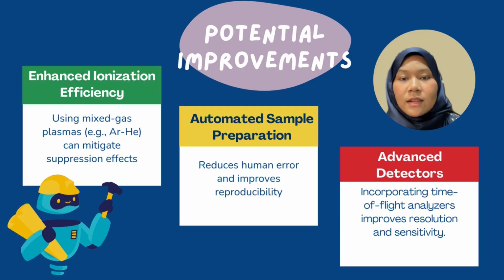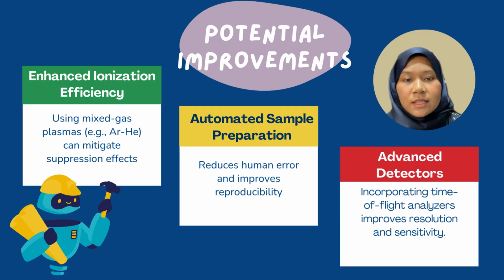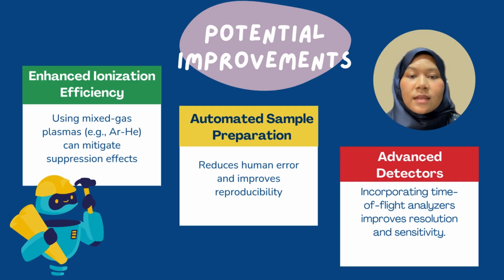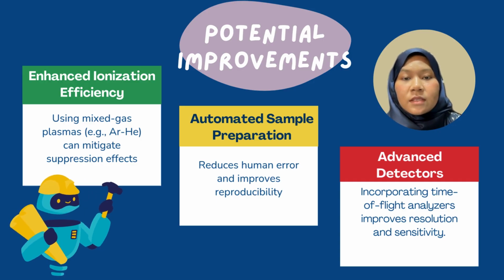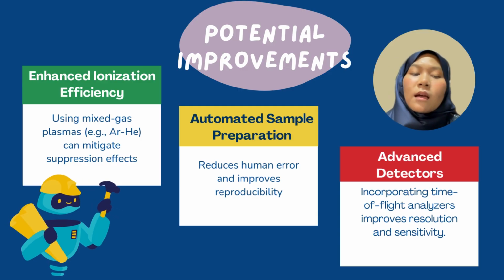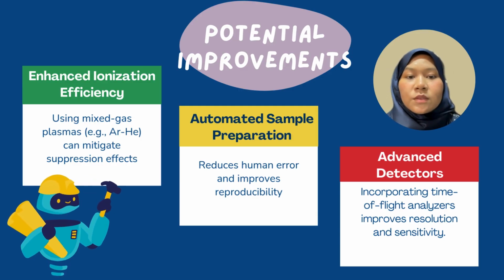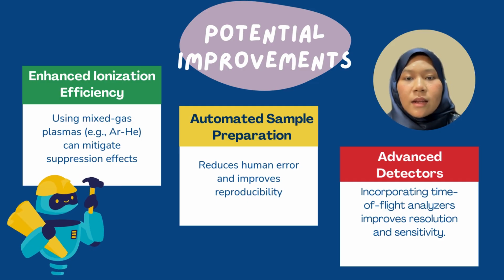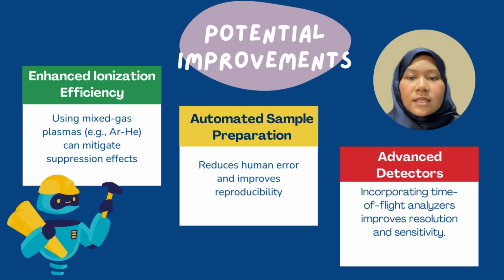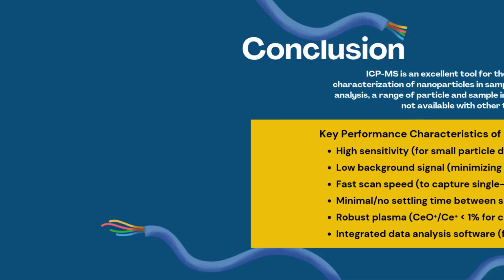Here are some of the latest advancements. First, improved ionization. Using mixed gas plasma such as argon-helium reduces the interference caused by matrix effects. Secondly, automated sample preparation. Automation minimizes errors and ensures consistent results. Lastly, enhanced detectors. Time-of-flight analyzers and other advanced detectors improve both resolution and sensitivity. These innovations are making ICP-MS even more robust and reliable for nanoparticle analysis.